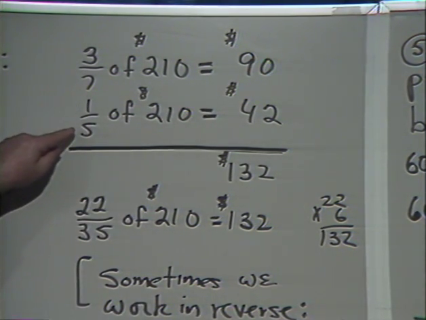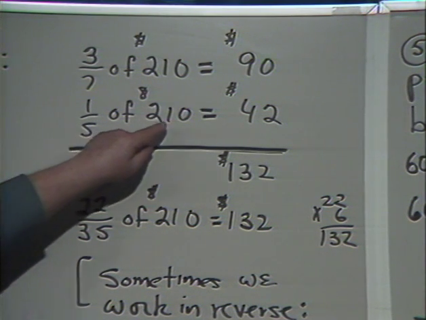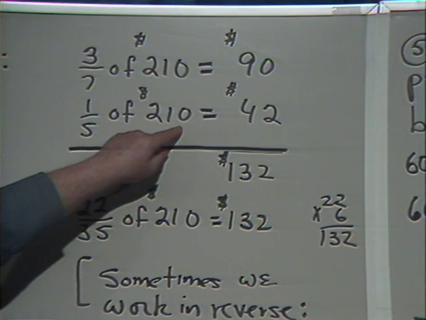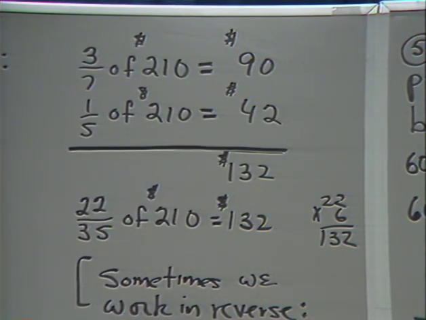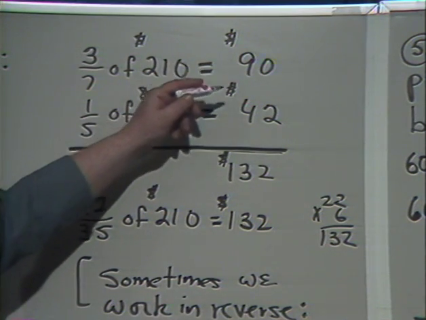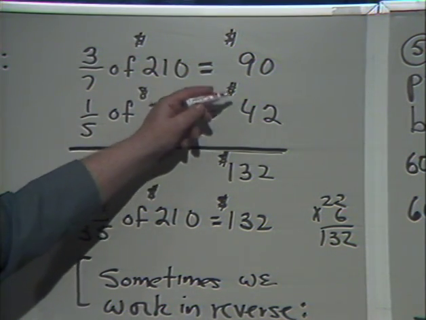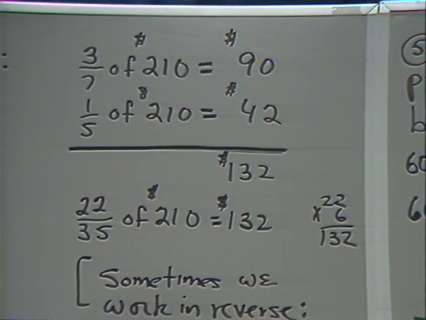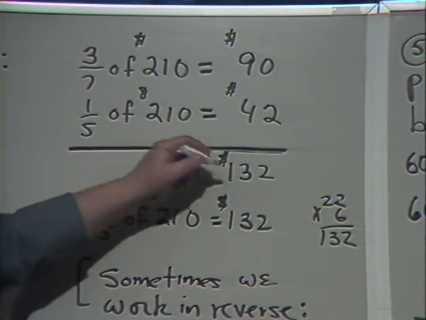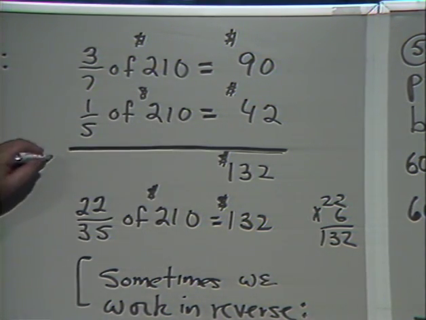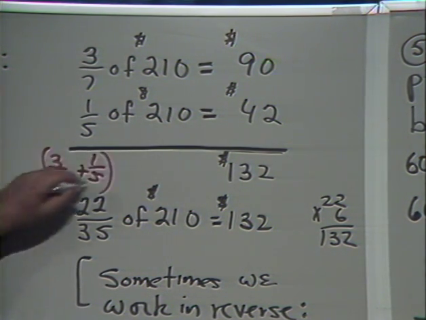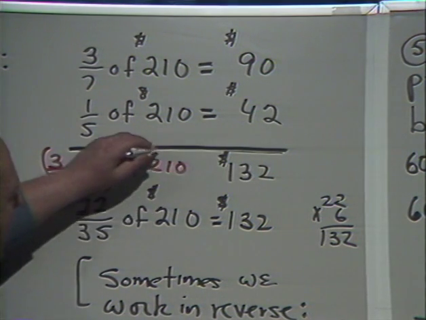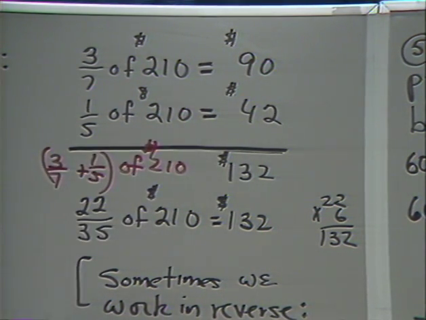Now, you're also spending what? 1/5 of your money on food. So your take-home pay is 210. 1/5 of 210 is 210 divided by 5, which is 42. You spend $90 on rent, $42 on food. 90 plus 42 is 132. Didn't this look like a whole number problem? But what you were really doing was what? You were adding 3/7 plus 1/5 of 210. Now that looks scary. Now it looks like a fraction problem.